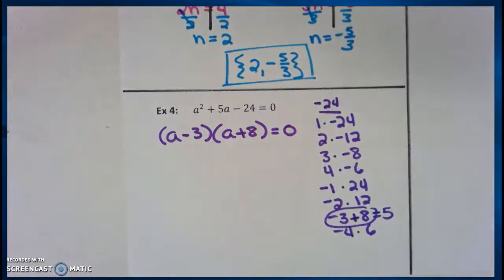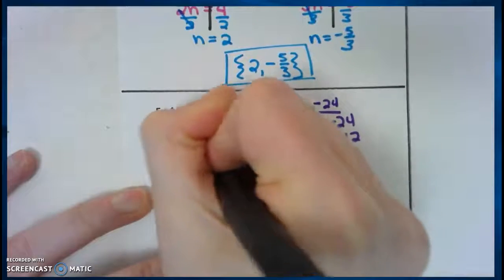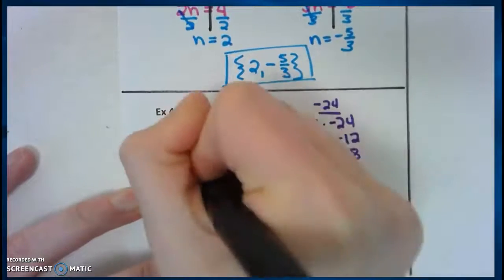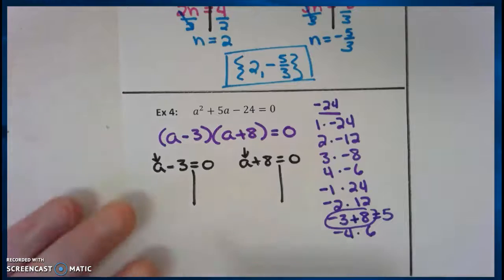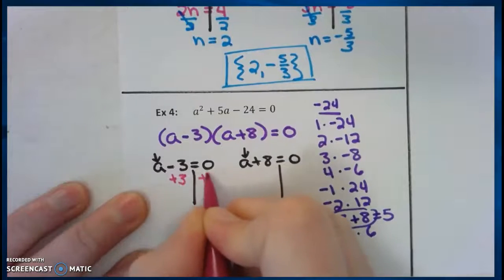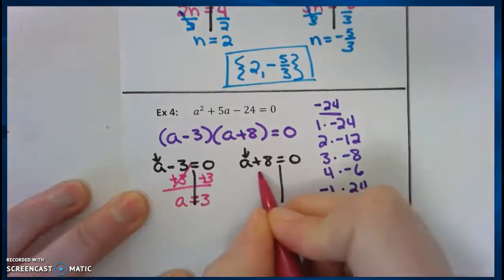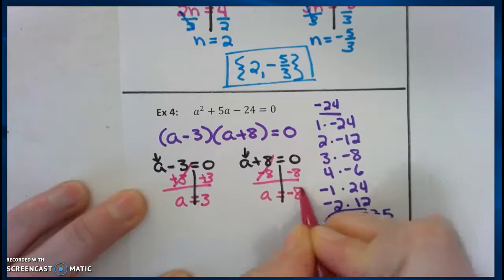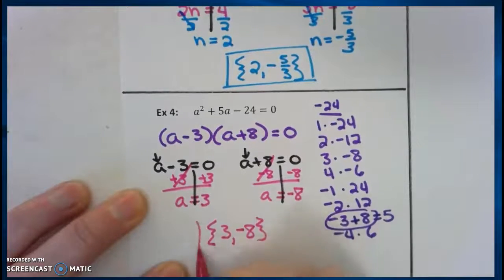Okay, so now that we've factored it, we can take those two sets of parentheses, a minus 3 equals 0 and a plus 8 equals 0, and solve the one-step problems. On the first one, all I need to do is add 3 to each side, and I end up with a is equal to 3. On the next one, I subtract 8 from each side of the equal sign, and that gives me a equals negative 8. So my solutions are 3 and negative 8.